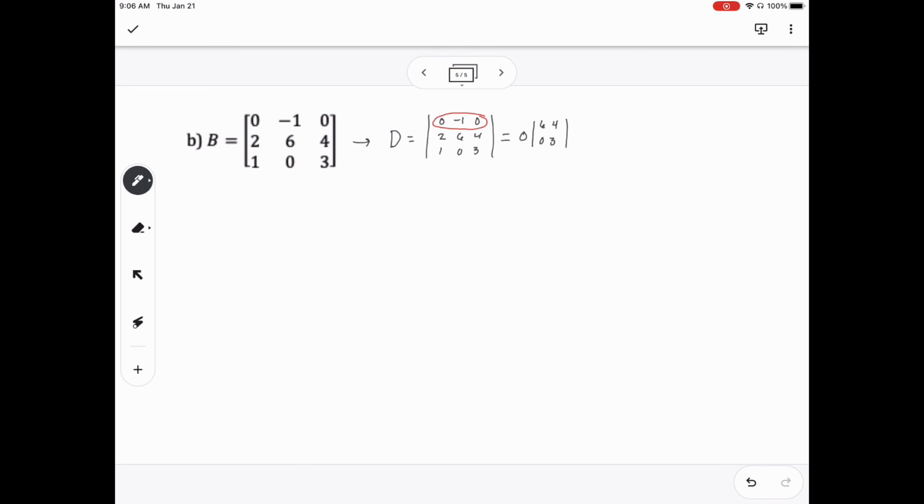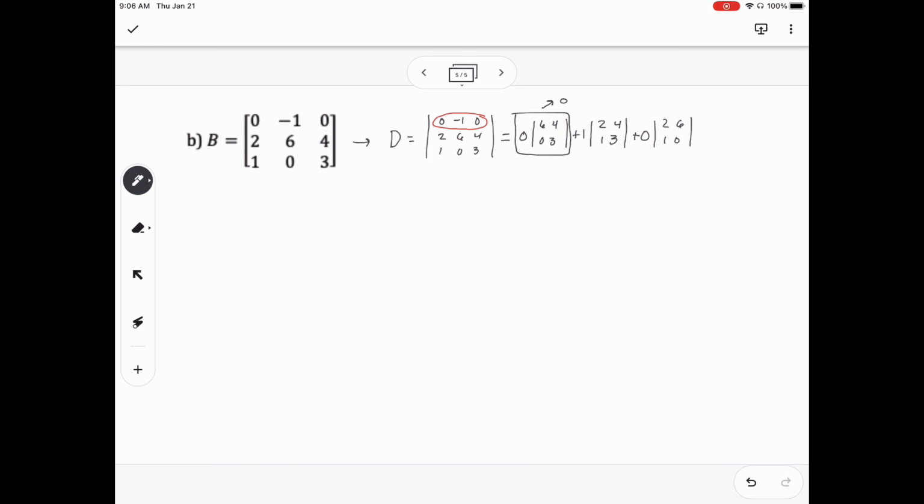And then negative 1 is in a negative position, so it switches its sign to plus, and then crossing that out gets me the minor of 2, 4, 1, 3. So notice that the 0, even though it's in the middle, doesn't keep you from getting a 2 by 2. You just keep the things in the same position as what you would get. Then 0 for the first row in the third column. Cancel those row and column out to leave you with the minor of 2, 6, 1, 0.